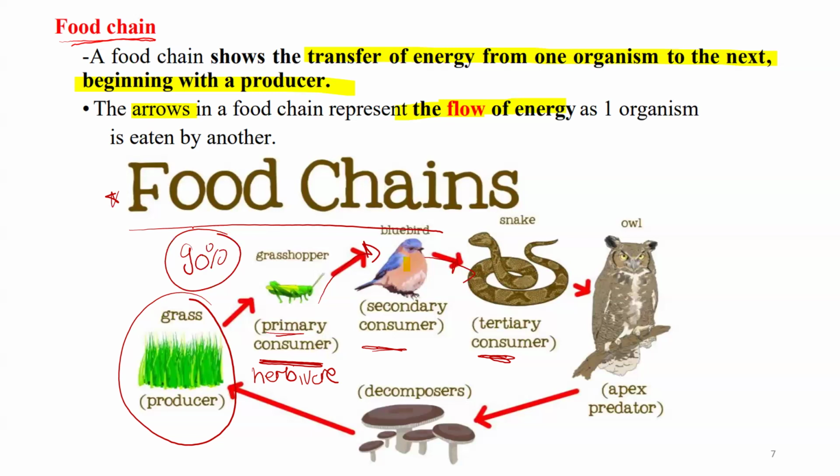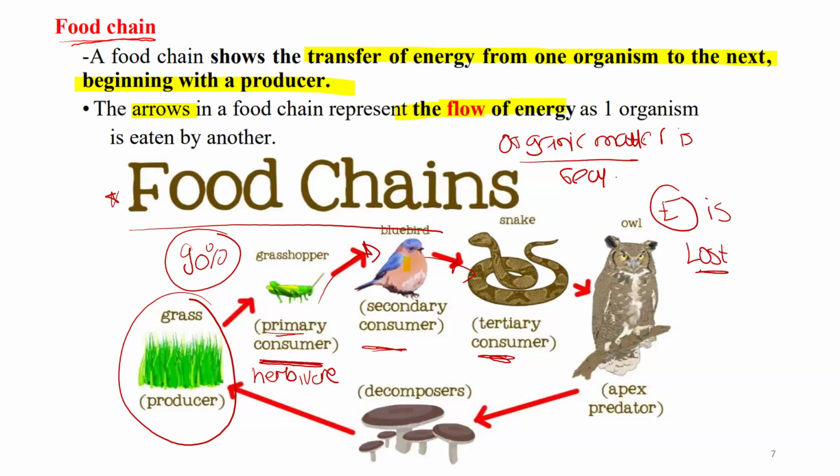Not all of the organism is eaten by the other animal. Not all the organism is digested. So energy is lost as it moves along a food chain. But organic matter is recycled. I want you to focus on this sentence: organic matter is recycled, while energy is lost along a food chain.